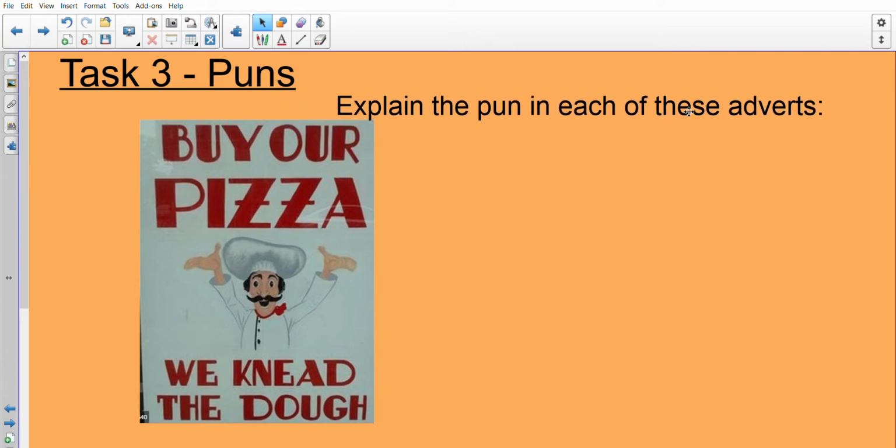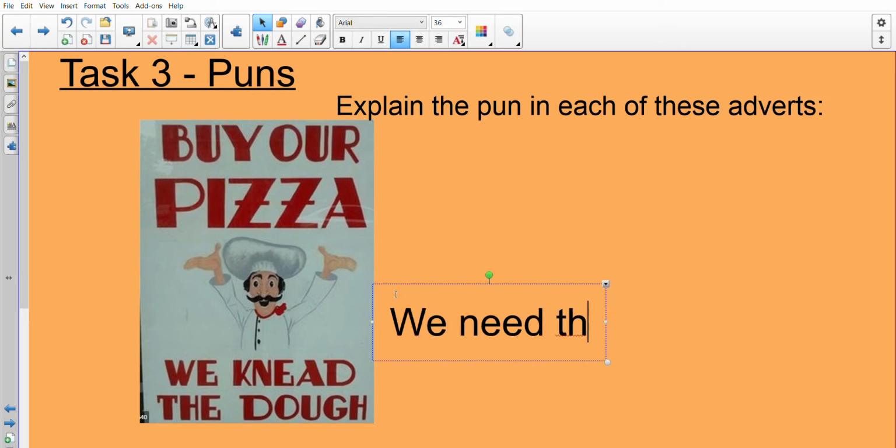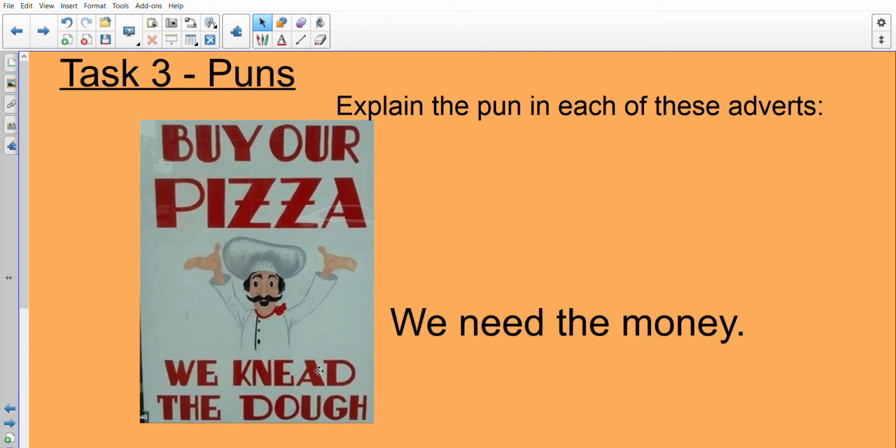Buy our pizza. We need the dough. Well, let's have a look. Need is a funny word. Knead with a K means what you do when you're mixing the dough up with your hands, when you're pounding it with your fists. And the dough, well, we need the dough. Dough is what you make a pizza base out of, but dough is another word for money. So it's basically saying we need the money. Okay, so it's a double pun there on knead and on dough. So you could explain that as the pun is we need the dough. The translation is we need the money.